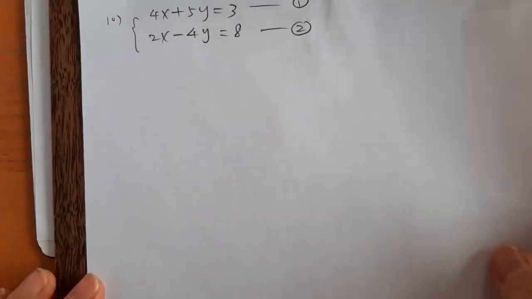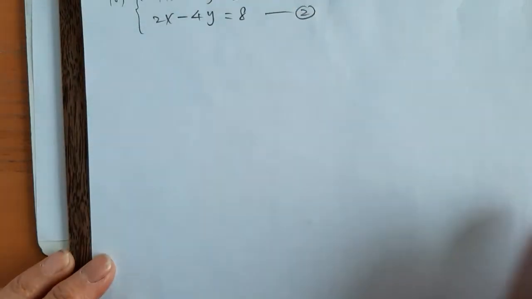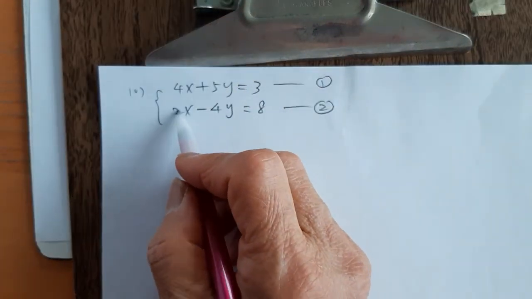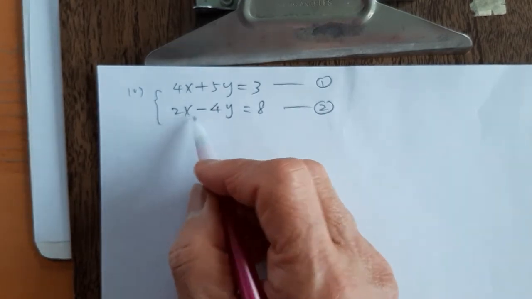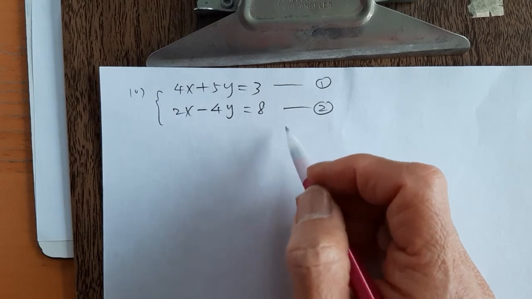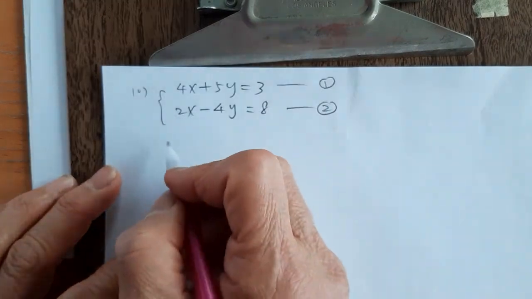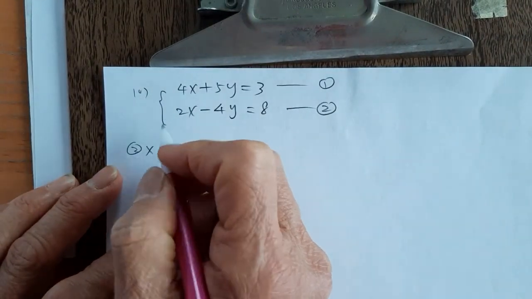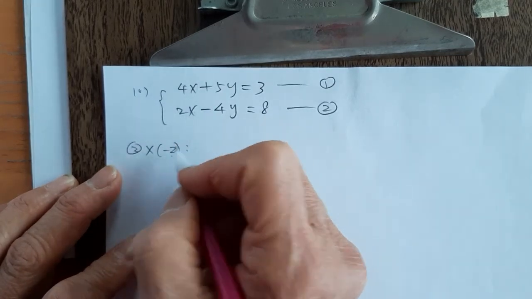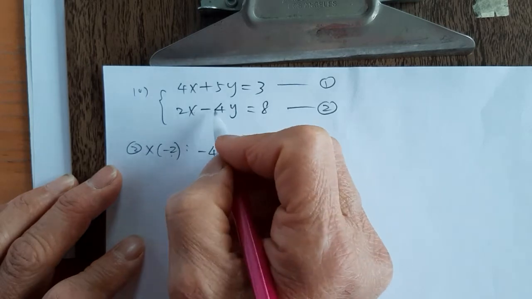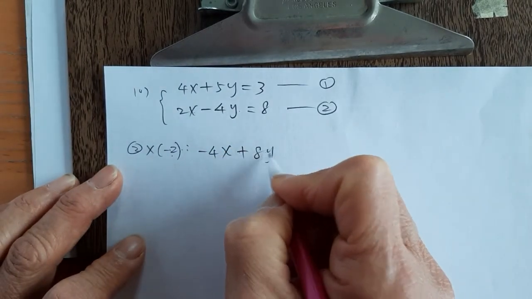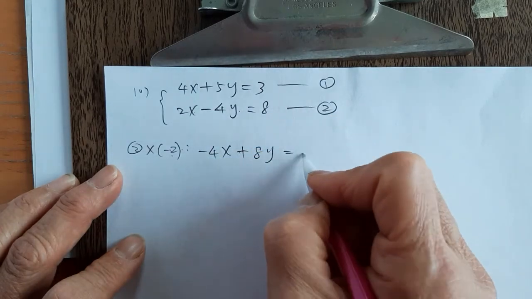So you can either eliminate x or eliminate y. Or you can divide each term by 2, because this is 2, this is 4, this is 8. Either way. So what you can do is multiply the second equation by -2. So 2x times -2 is -4x, -4y times -2 is positive 8y, 8 times -2 is -16.